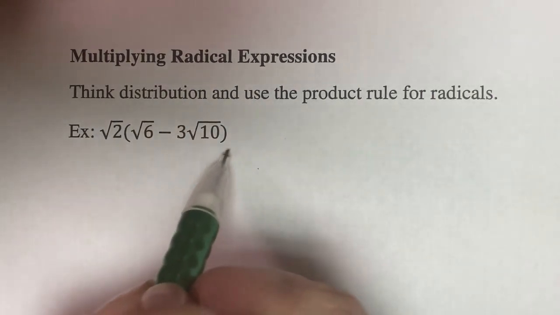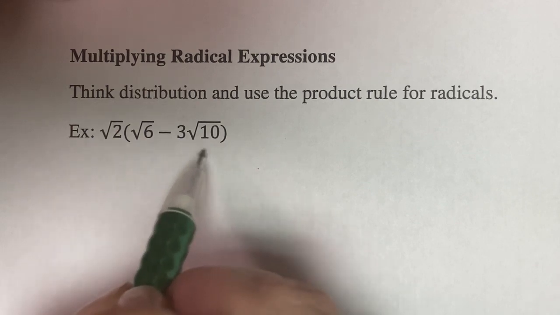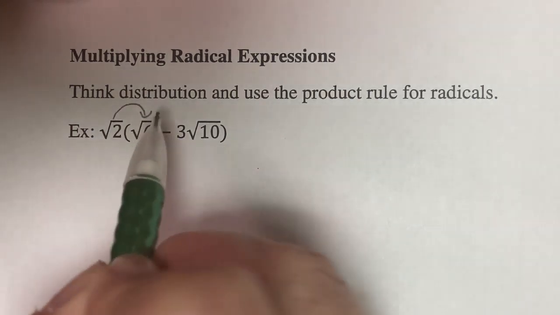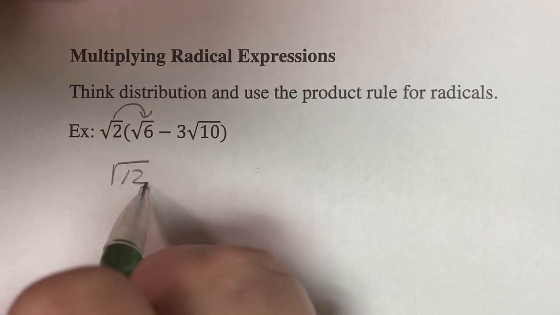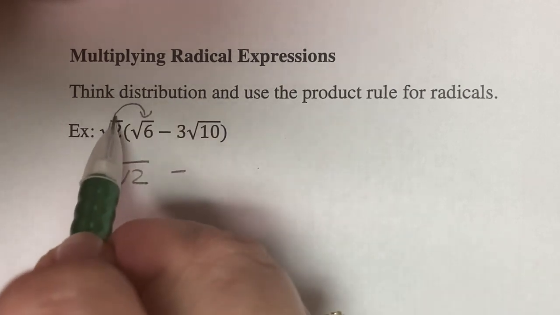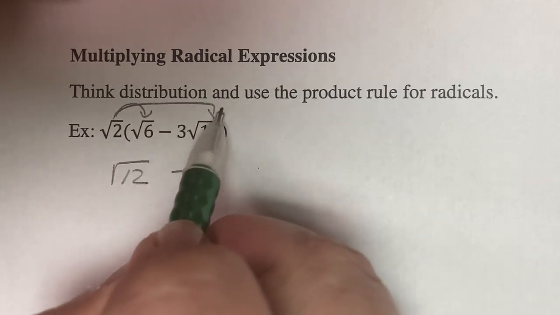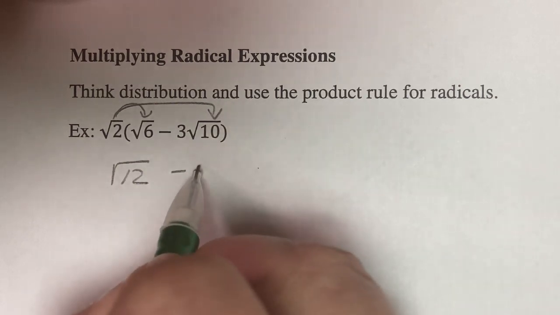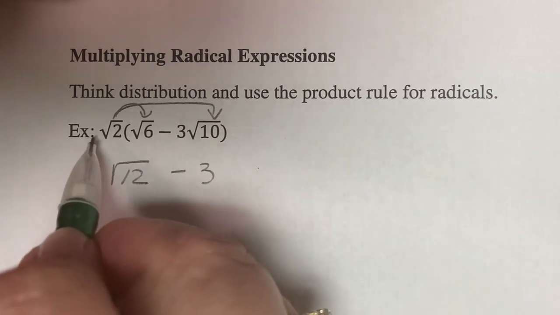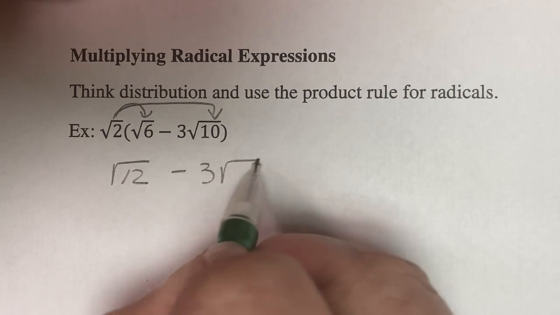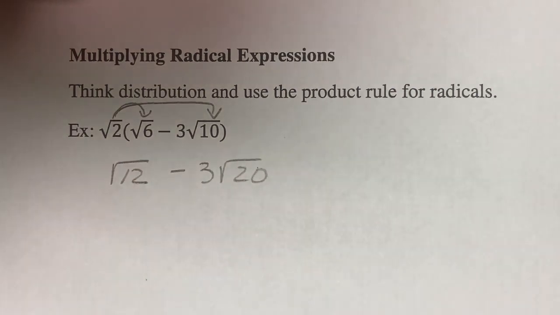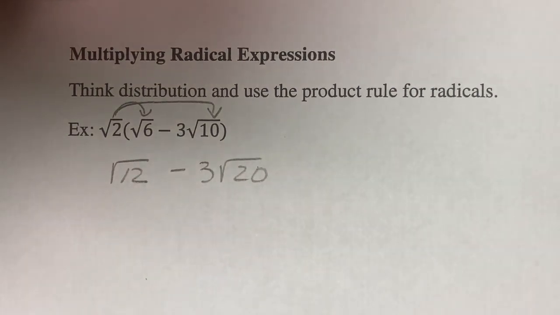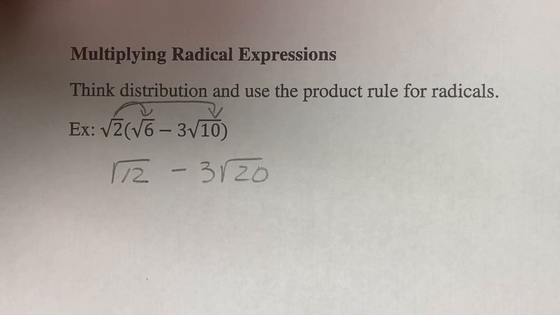So can everybody see that you're going to do distributing here? So root 2 times root 6 is going to be root 12, minus root 2 times 3 root 10 would be 3, because you have to multiply the outsides together, root 20. But then you always have to reduce.